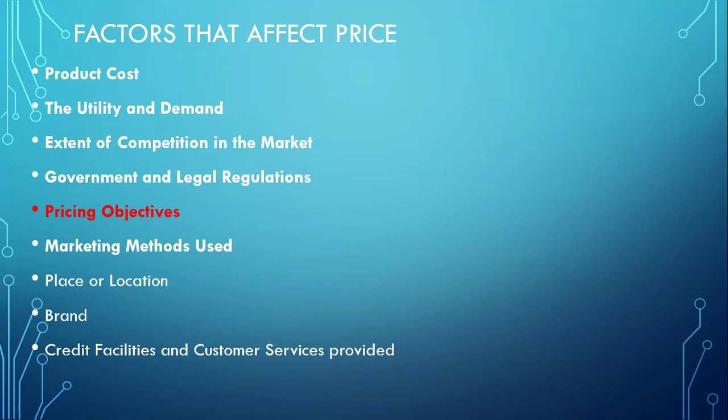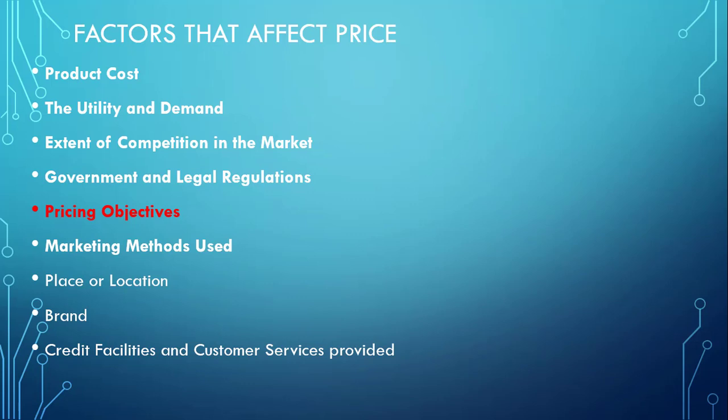So Samsung will be a higher price, then Sony will be a little bit lower comparative to Samsung, and when you think of Techno, you might think the price is a little bit lower than the other two. So product brand, product cost, product quality, and so on. Demand also has a direct relation with price. The higher the demand, the higher the price. The lower the demand, the lower the price.